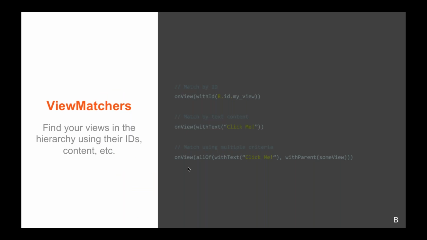So view matchers, like you see here, onView withId myView, or let's say onView withText "click me", or onView allOf. All the methods you see here in between, withId, withText, allOf, are part of Hamcrest, right? The framework that's been there in Java forever. And the Espresso team at Google decided to use it because it's much easier to write and understand what's going on, and much more readable, right?